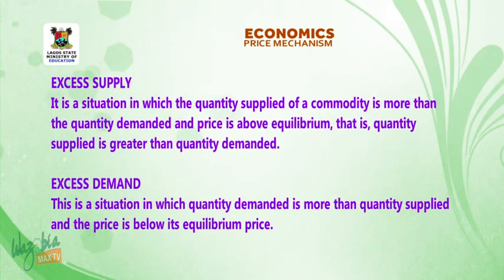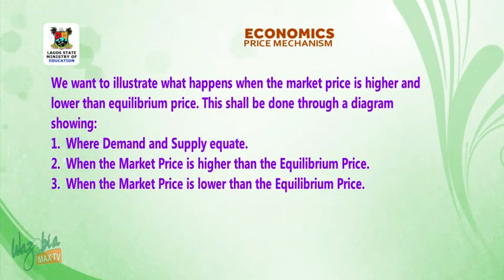Excess supply is a situation in which quantity supply of a commodity is more than quantity demanded and price is above equilibrium. That is, quantity supply is greater than quantity demanded. Excess demand. This is a situation in which quantity demanded is more than quantity supply and the price is below its equilibrium price. We want to illustrate what happens when market price is higher and lower than equilibrium price.